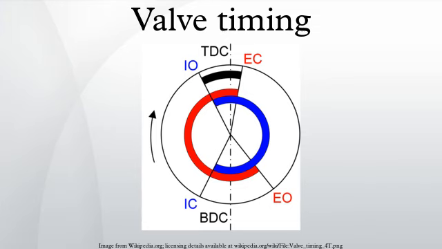In a piston engine, the valve timing is the precise timing of the opening and closing of the valves. In an internal combustion engine these are usually poppet valves, and in a steam engine they are usually slide valves or piston valves. Internal combustion engines: in 4-stroke cycle engines and some 2-stroke cycle engines, the valve timing is controlled by the camshaft.